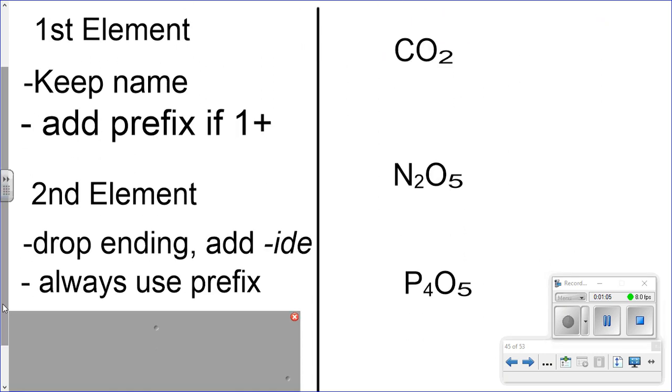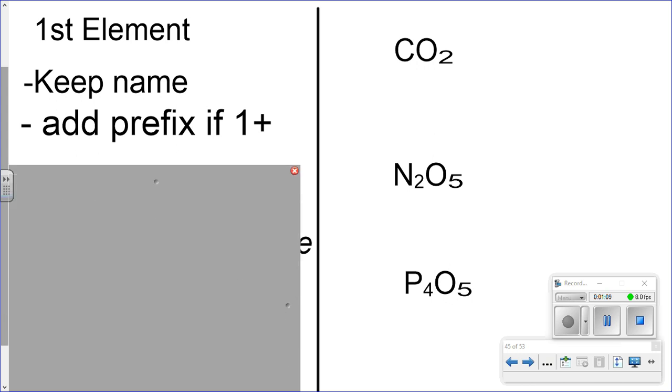For binary molecules, all we have to do is name two substances. For the first substance, we're going to keep the name the same. Don't change the name, it's all together. But only add a prefix if there's more than one. So what are the prefixes?